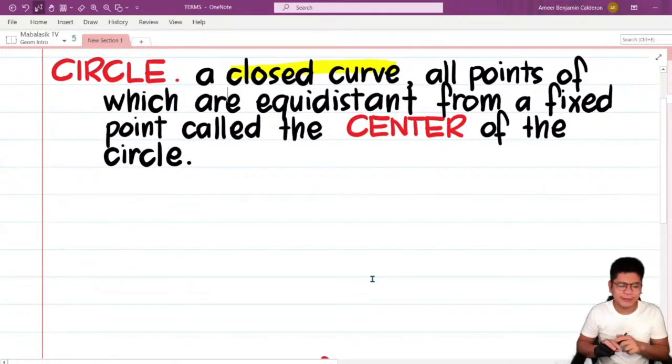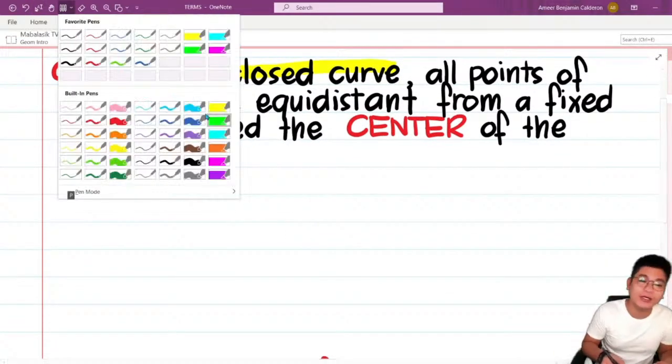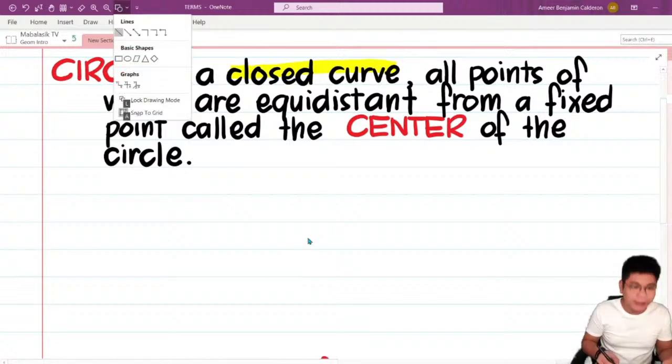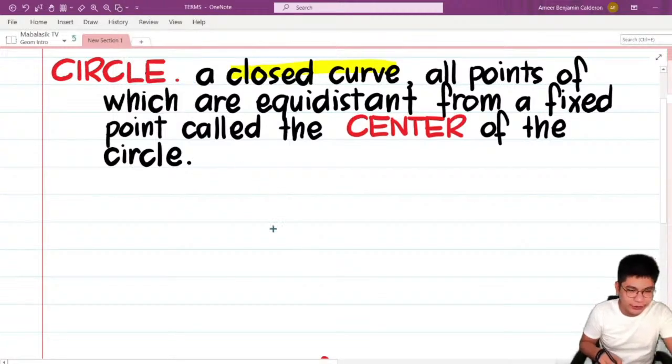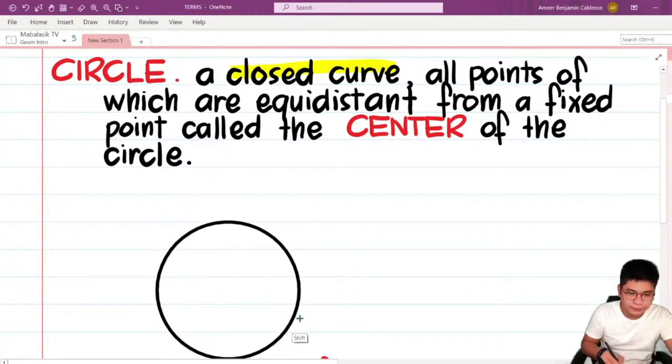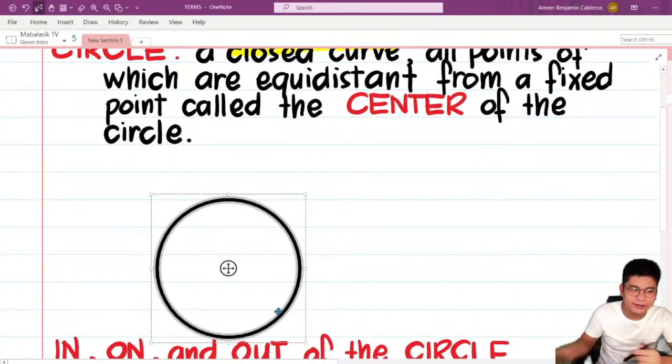So, alam naman nating lahat kung ano yung itsura ng circle, but still, I am going to draw a circle for you. So, that is our circle.